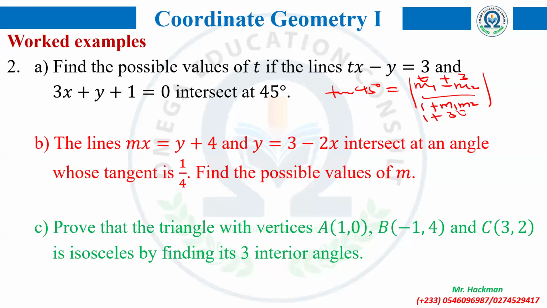However, tan 45 will give you a value. Someone should give us tan 45. Calculator, use your calculator, not tan inverse or tan 45. 1. So you have 1 is equal to t minus 3 over 1 plus 3t. Can't you solve this for t? You can, is that not it? So the questions will not always be straightforward.